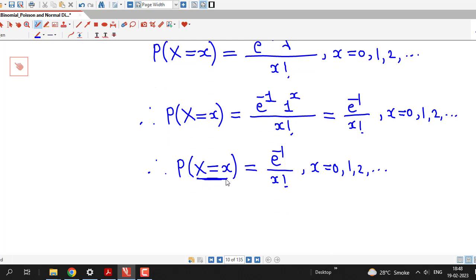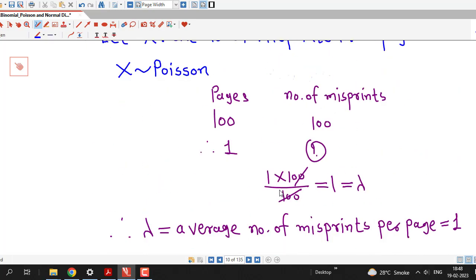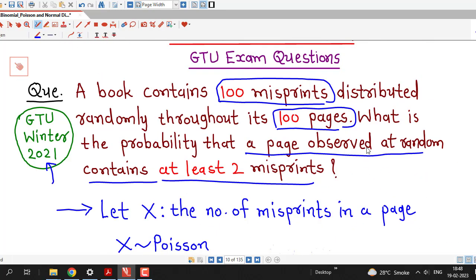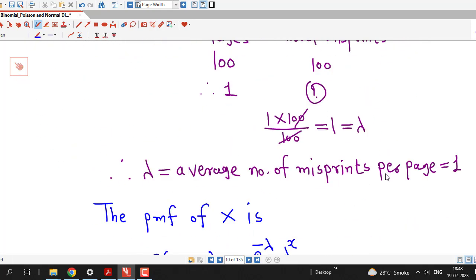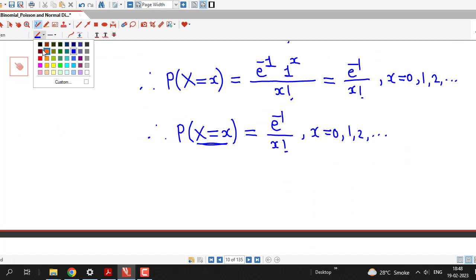This capital X equal to x means x number of misprints per page. The probability that there are x misprints per page is given by e raised to minus 1 divided by x factorial. And here we are asked to find the probability that if we select a page randomly, that page contains at least 2 misprints, that is, the number of misprints is at least 2. That is, we have to find the probability that capital X is greater than or equal to 2. So that is what we are going to find now.